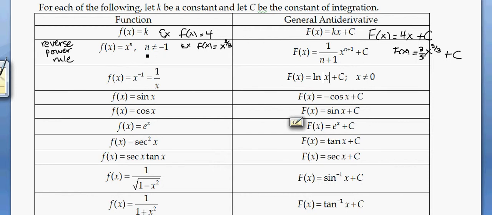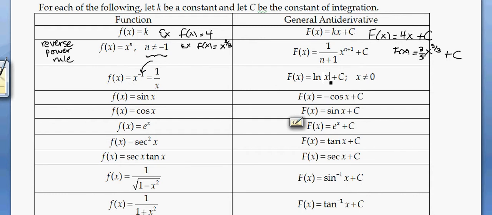Now it does say here when n is not equal to -1. So what happens when n is -1? If it's x to the -1, which we more commonly view as 1 over x, that's the special case where the antiderivative is the natural log. We've seen it the other way: the derivative of natural log we know is 1 over x. So now we're seeing the antiderivative of 1 over x is the natural log.